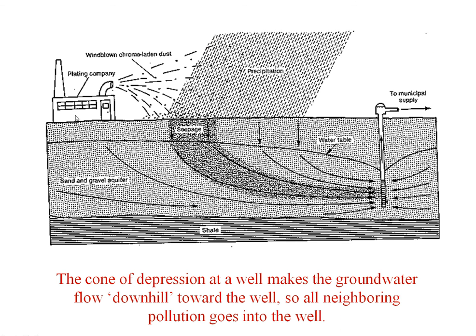Another example is factories letting out air pollution. The air pollution mixes with rain, produces pollution, specific kinds of pollution like acid rain, that gets into the ground and contaminates your water supply. And what happens is the cone of depression at a well makes the groundwater flow downhill. So neighboring pollution will virtually always be sucked into your well.